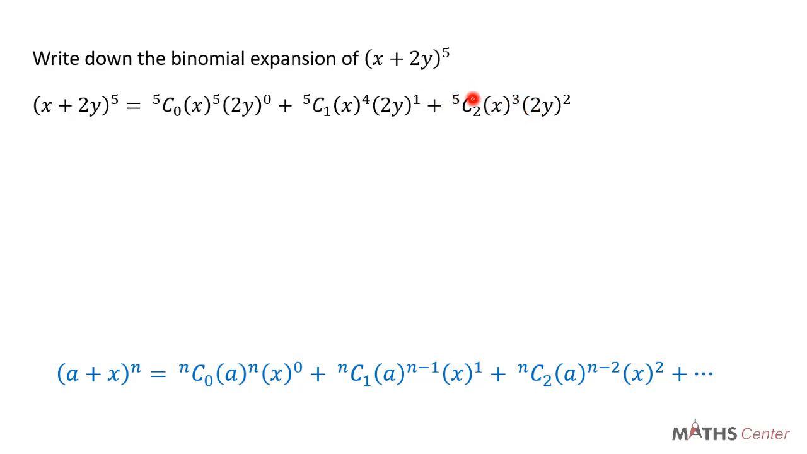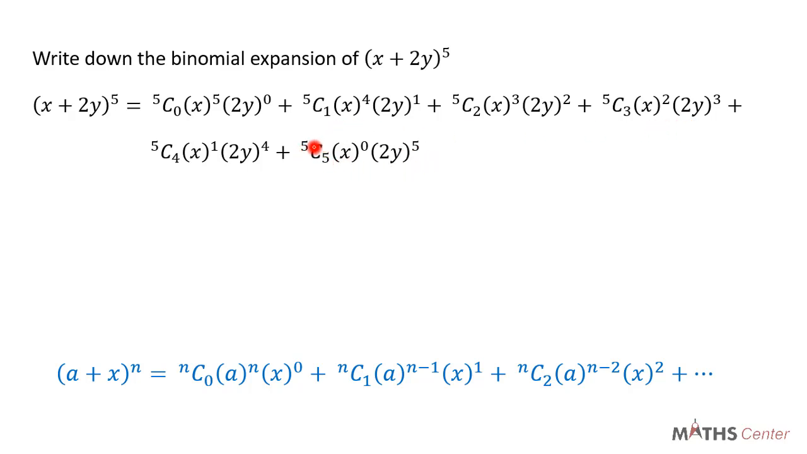Then in the next term, you have 5C2. The exponent on x reduces from 4 to 3. The exponent on 2y increases from 1 to 2. In the next term, we have 5C3. The exponent on x reduces from 3 to 2. The exponent on 2y increases from 2 to 3. In the next term, we have 5C4. The exponent on x reduces from 2 to 1. The exponent on 2y increases from 3 to 4. Then the last term, we have 5C5. The exponent on x reduces from 1 to 0. The exponent on 2y increases from 4 to 5.